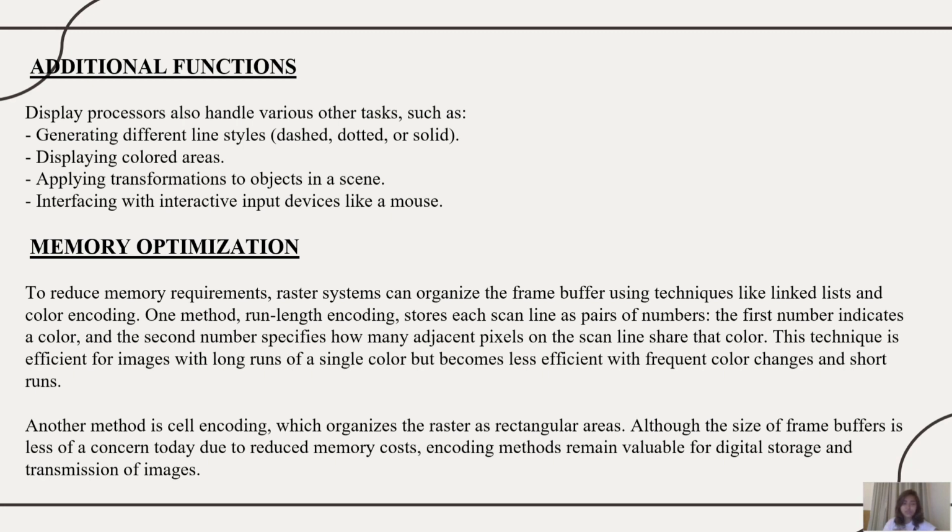Memory optimization. To reduce memory requirements, raster systems can organize the frame buffer using techniques like linked lists and color encoding. One method, run length encoding, stores each scan line as pairs of numbers. The first number indicates a color, the second number specifies how many adjacent pixels on the scan line share that color. This technique is efficient for images with long runs of single color but becomes less efficient with frequent color changes and short runs. Another method is called cell encoding, which organizes the raster as rectangular areas.